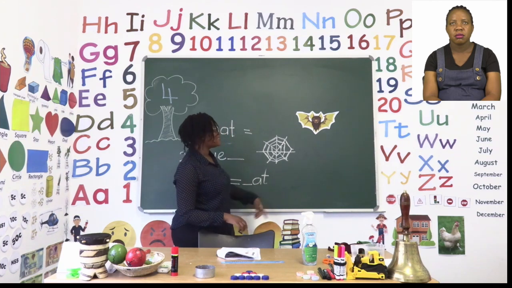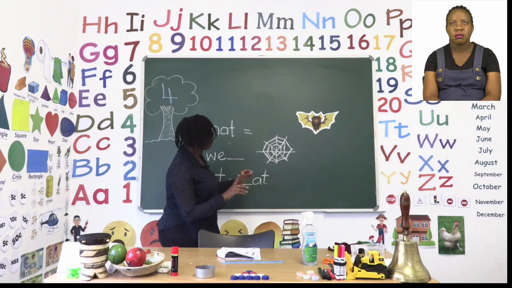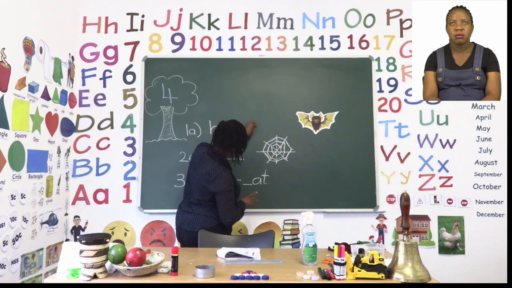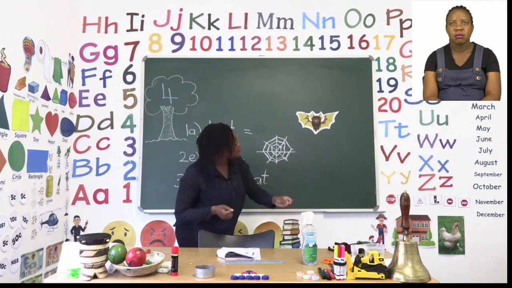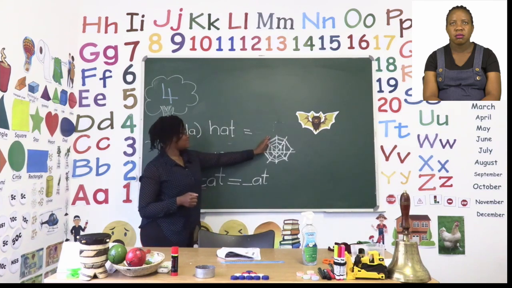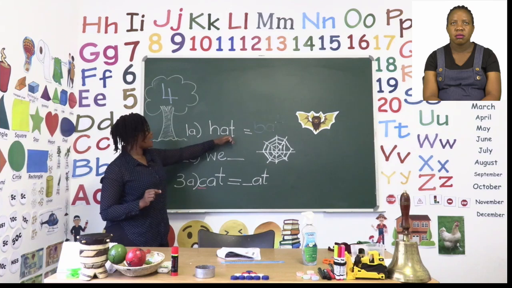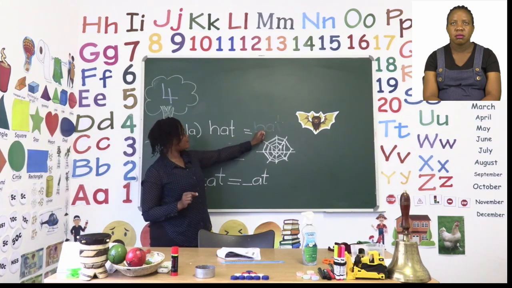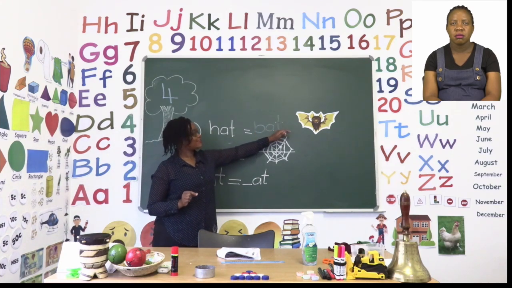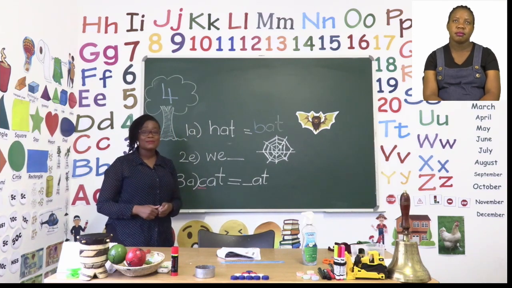So that means if we want to write the name of this animal, we need to start with B as the beginning sound. And then we continue. B, a, t, bat. Now the word has changed from at to b, at, bat. Well done. Let's move on to number 2.